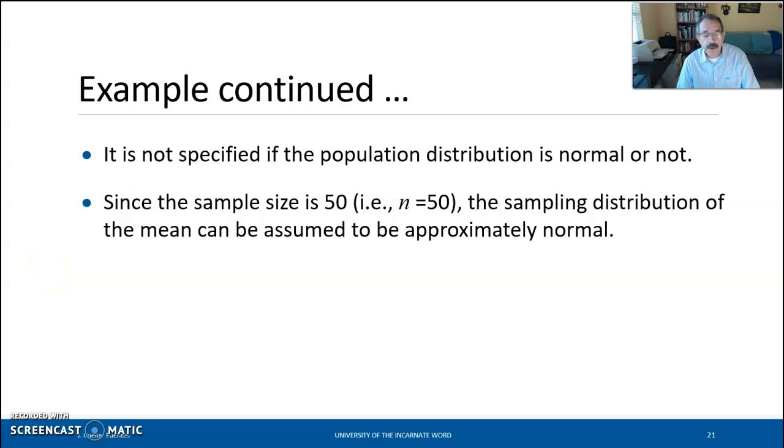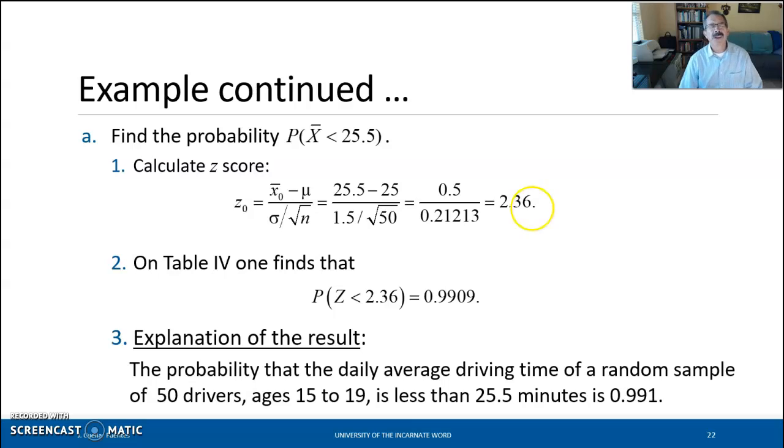If you notice, we're not told what the population distribution is. We're not told if the population distribution is normal or not. But since the sample size is 50, we can rely on the central limit theorem to safely assume that the sampling distribution of the mean is approximately normal. So we can proceed to use table 4 to find these probabilities, and table 4 is the table of standard normal probabilities. All right, so let's look at the first problem.